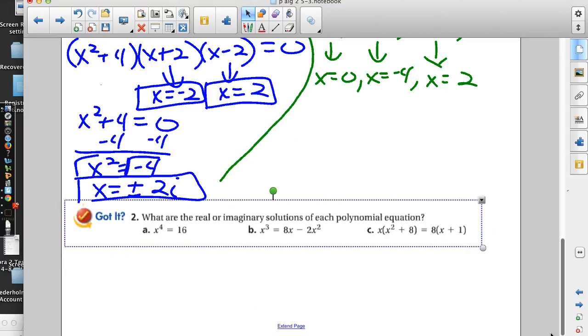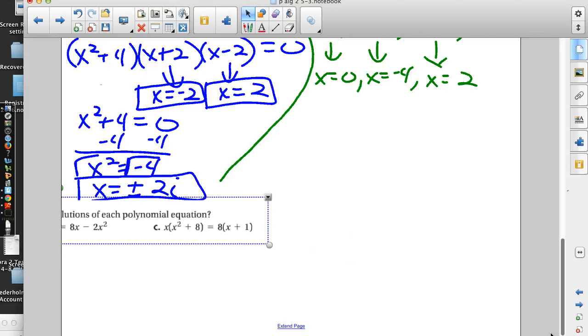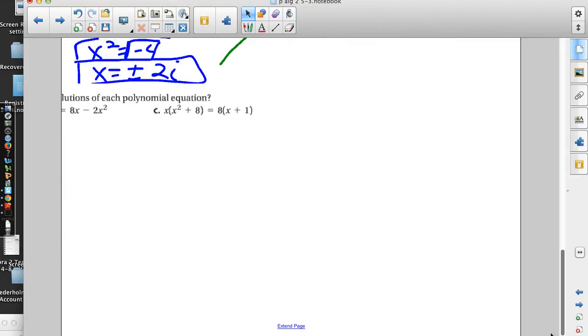All right, C looks a little scary. Looking at that mess, can we see factors? So we're going to have to get this in a situation where we can actually see how do we factor this. We are going to have to distribute and move stuff over. We just have to, because we can't see what's there until all that multiplication is done.